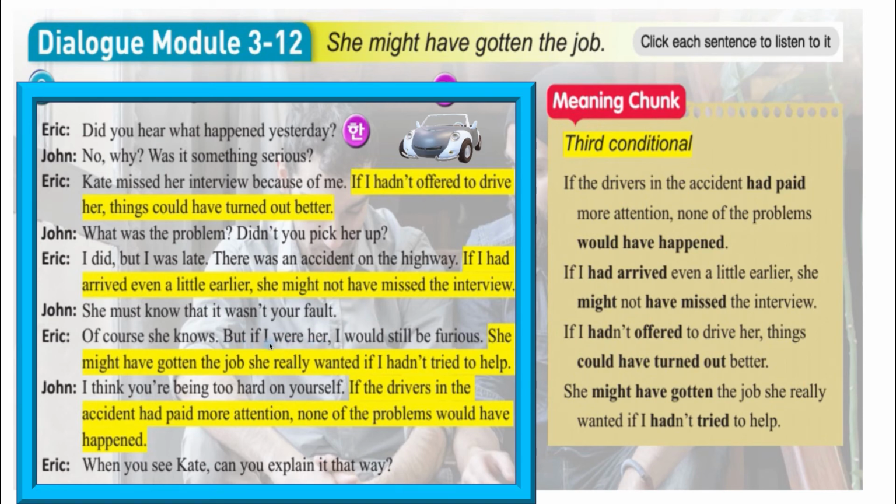And Eric thinks Kate should be furious because she would have gotten the job she really wanted if he hadn't helped her. Because he helped her, she didn't get the job she really wanted. Because he tried to help her, he was late picking her up. And as John points out, Eric is being too hard on himself. If the drivers hadn't had the accident and had paid more attention, none of Eric's problems or Kate's problems would have happened. And so Eric says to John, could you please explain that to Kate so that she can understand?